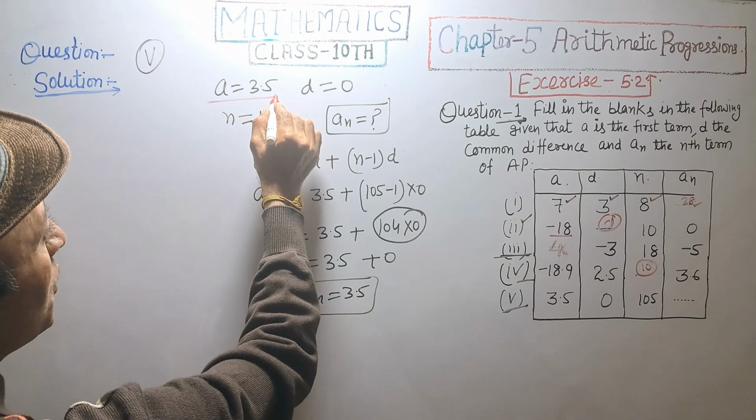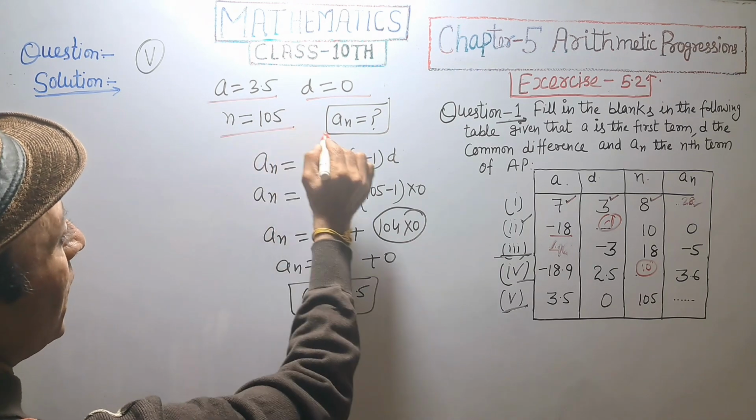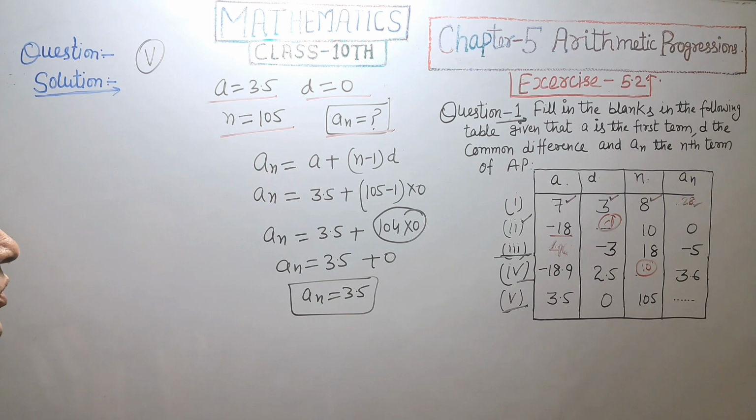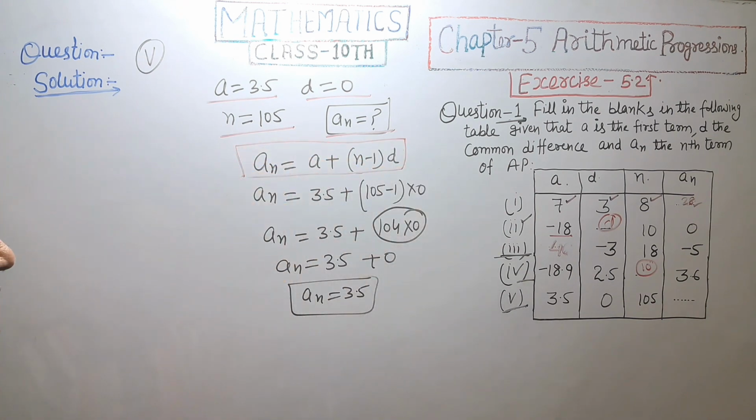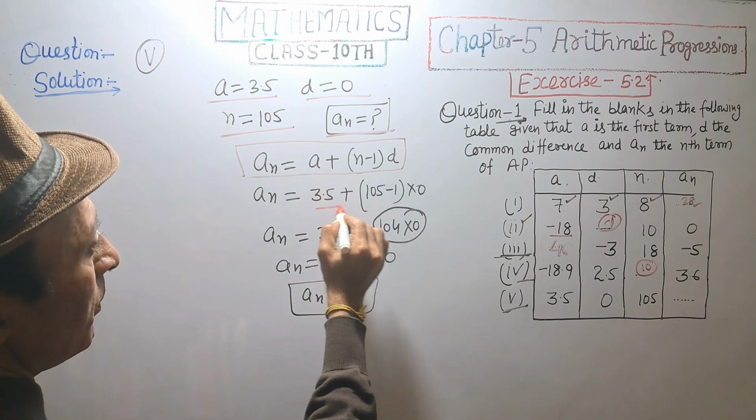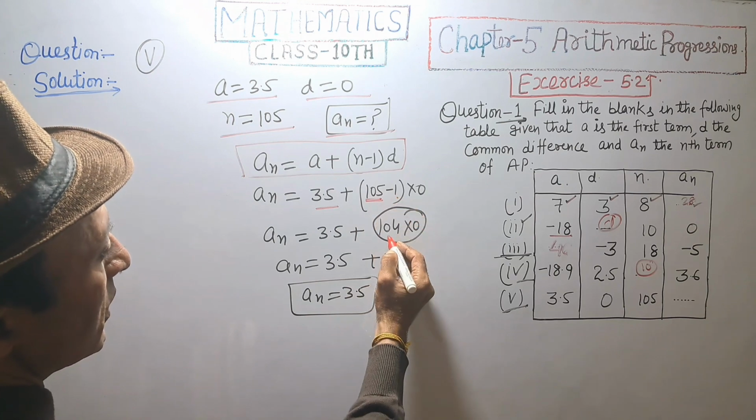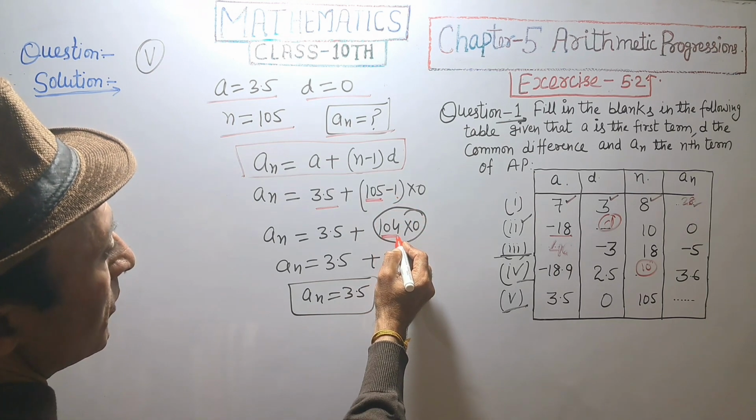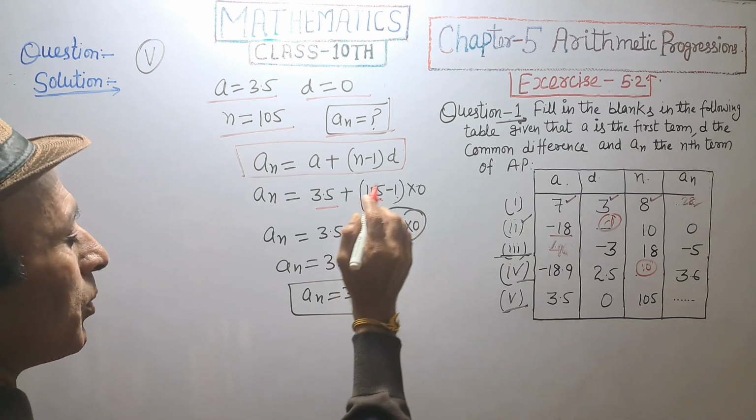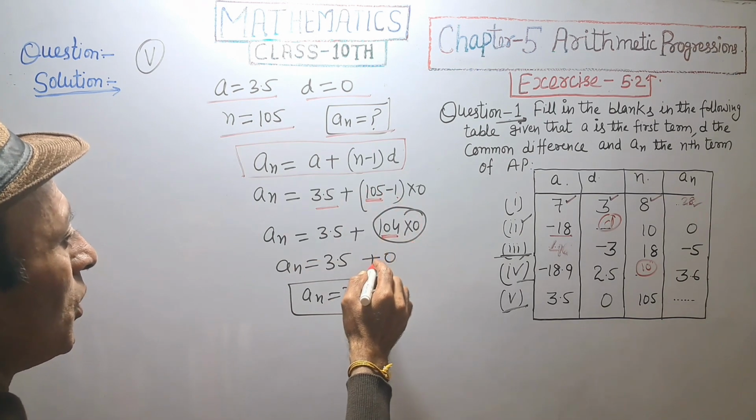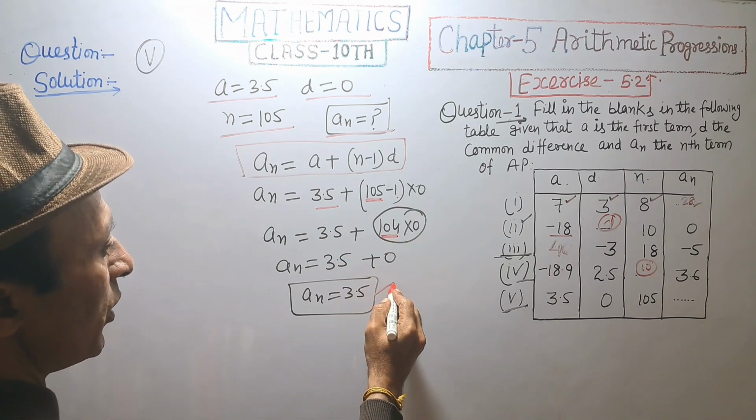Given A is equal to 3.5, D is 0, N is 105, and An we want to find. An is equal to A plus N minus 1 into D. A is 3.5 plus N is 105, 105 minus 1, that is 104. 104 multiplied by 0 will be 0, and 3.5 plus 0 is also 3.5.